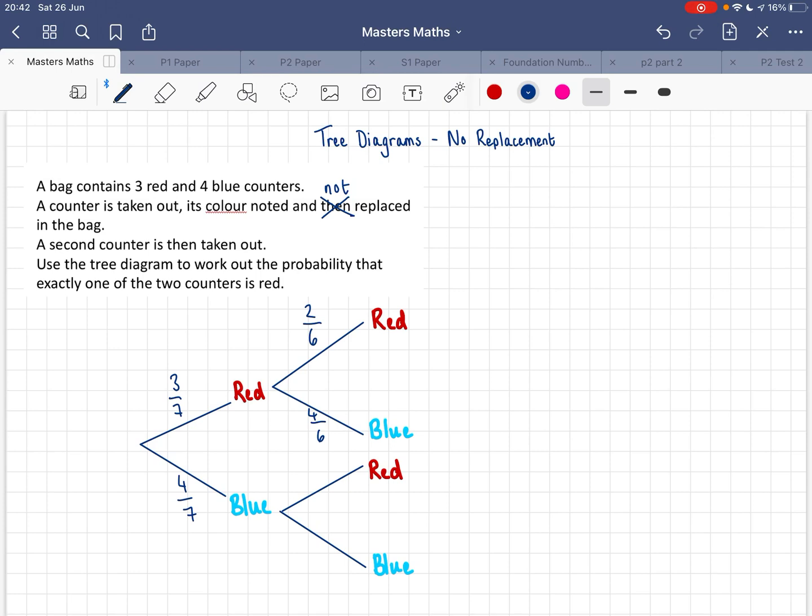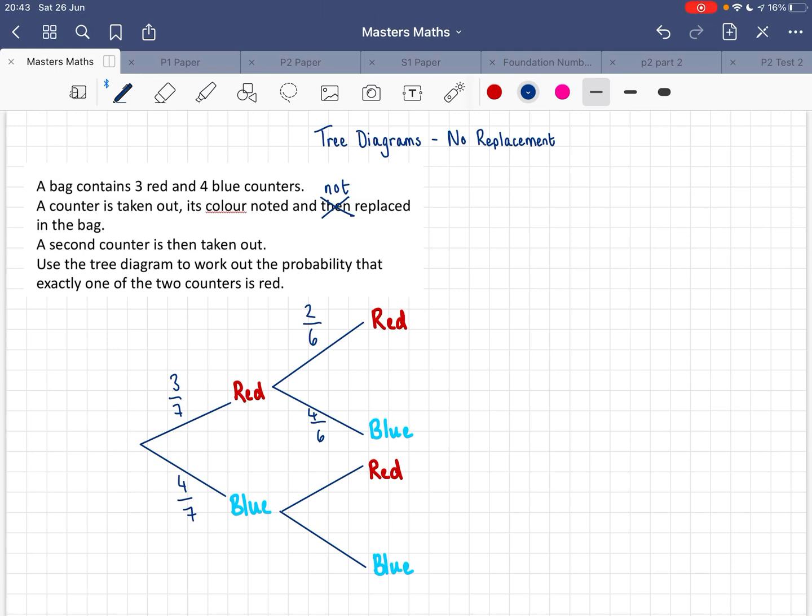Now we look at what happened if the first counter you picked was blue. What you have to remember is these two things are not happening at the same time. You've picked one counter. We're first looking at what happens if that counter was red, and how that affects the probabilities, and then we ignore that and go back to the beginning and say, okay, we've picked one counter and it's blue this time. How does that affect the probability for the second counter?